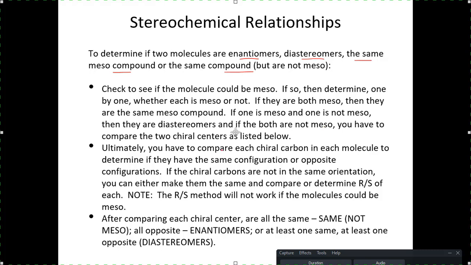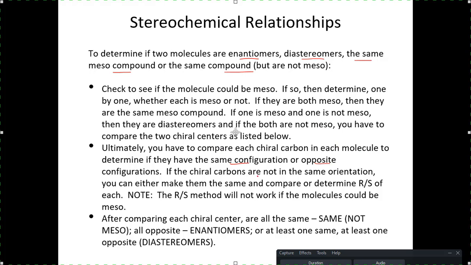So ultimately, for any set of molecules, you have to compare each chiral carbon in the molecule and determine whether they have the same configuration or opposite configurations.